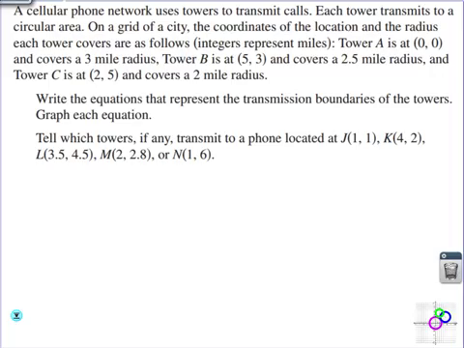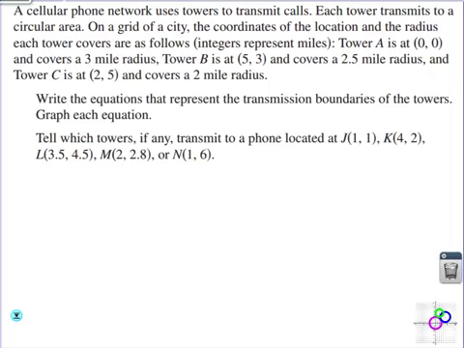Each tower transmits a circular area, which we already know that. Okay, if we've got a cell phone tower and it's going to transmit 10 miles in all directions, there is a circular collection of points that tells us within what region these cell phone towers transmit. So it says each tower transmits a circular area on a grid of a city. The coordinates of the locations and radius of each tower are as follows.